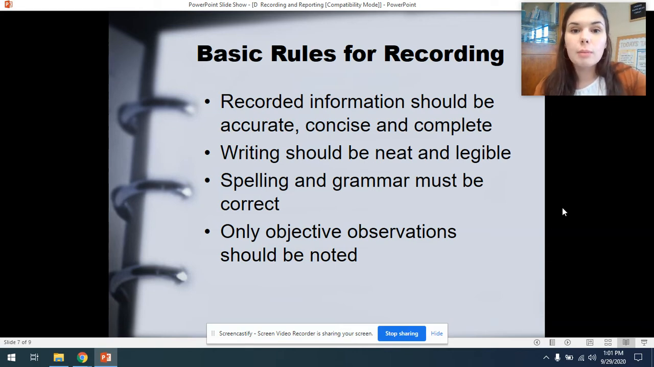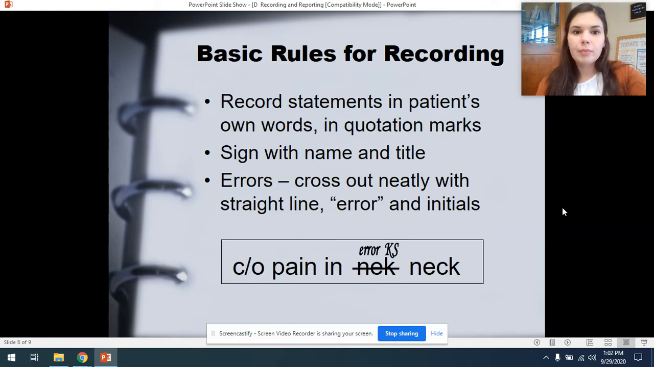So those things that could be measured and seen, objective signs of illness, are what are put in the medical record. You can use subjective symptoms that people explain to you to work your way up to those objective observations. When you're recording a patient's statements, you need to write them in their own words and put them in quotation marks. So the patient came in complaining of nausea, or the patient said, "I feel dizzy," in quotation marks.